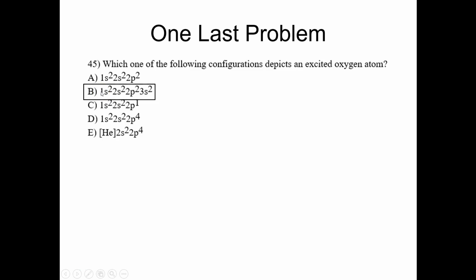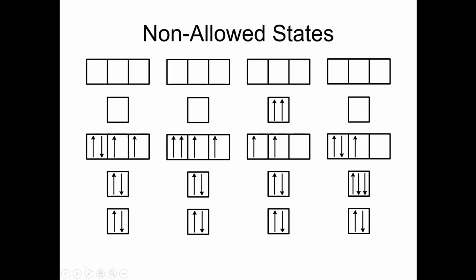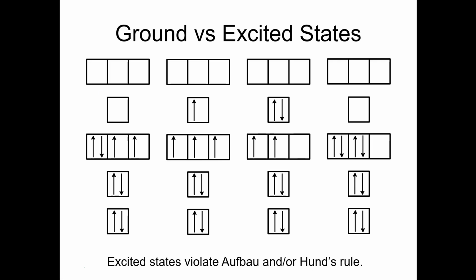And in fact, if we work our way back, B is this right here. 1s2, 2s2, 2p2, 3s2. That is an excited oxygen.